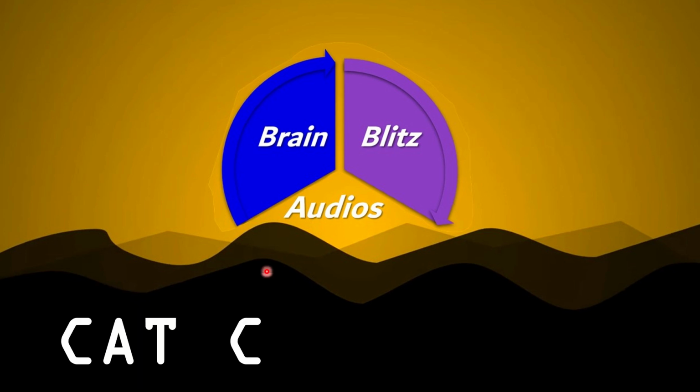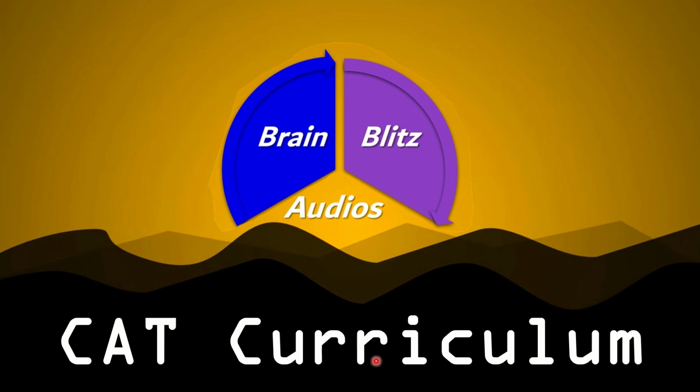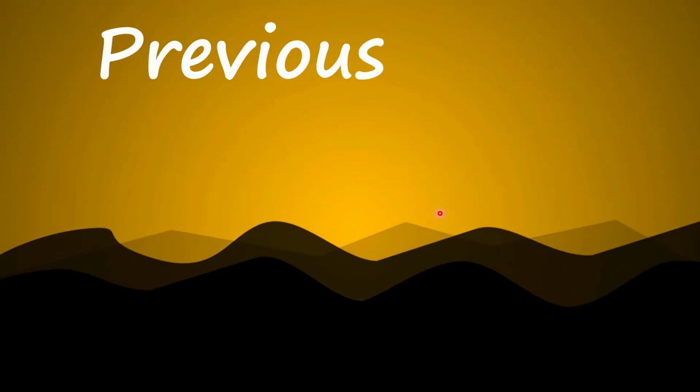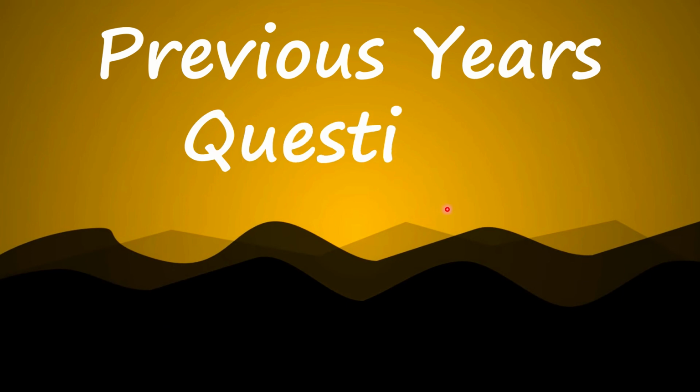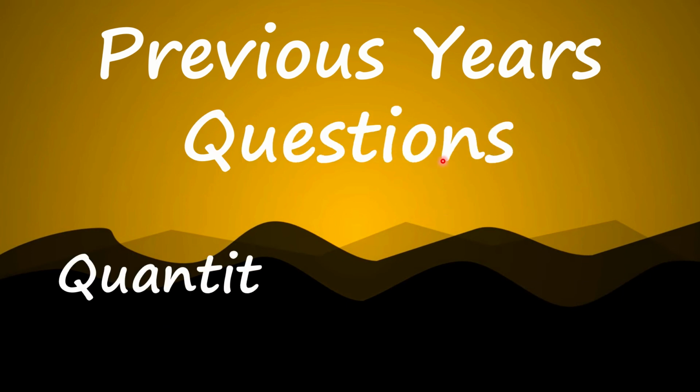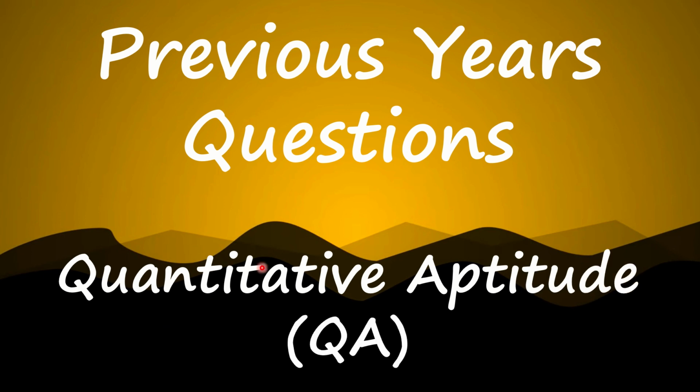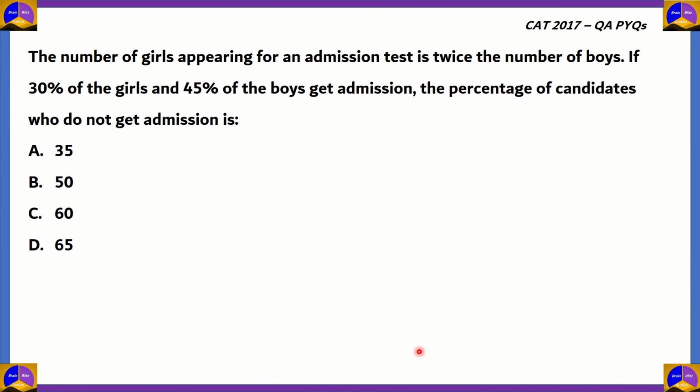Today, in this particular episode of CAT Curriculum, we will be looking at some questions from previous year's papers of the CAT examination, known as the Common Admissions Test. Today I'll be looking at the section of CAT titled Quantitative Aptitude. So today's questions from QA are as follows.